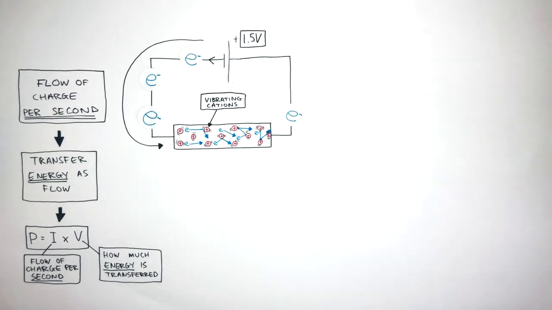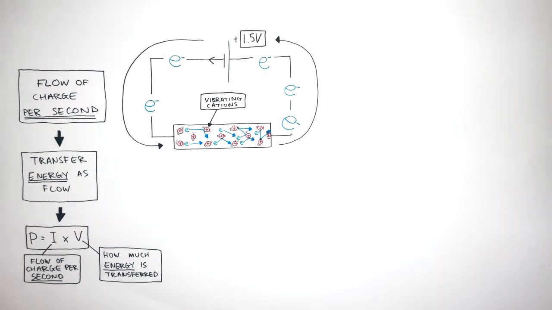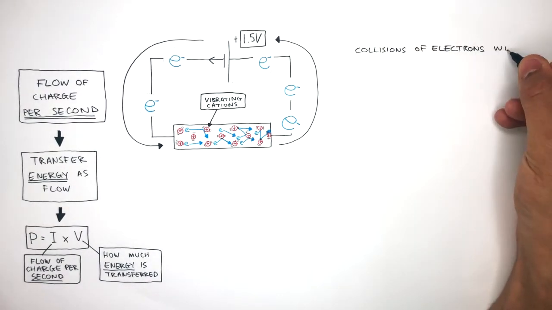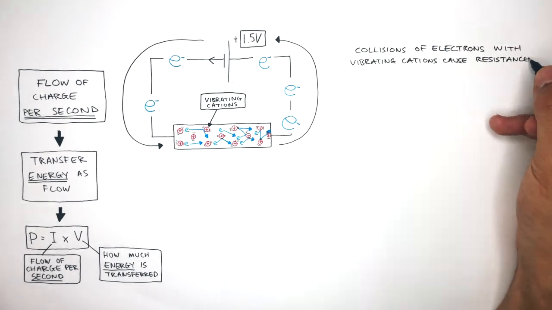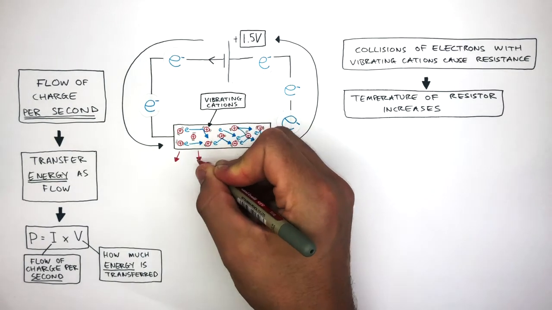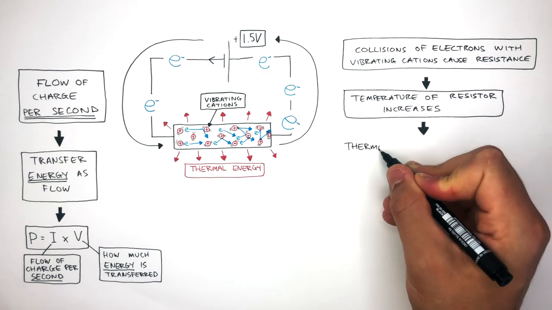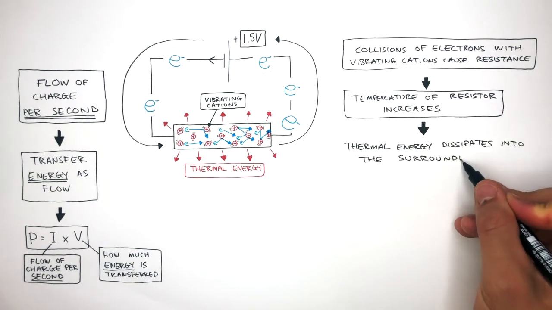These electrons then continue to flow around the circuit and back to the negative terminal of the cell where they complete the circuit. So what happens in the resistor is collisions of electrons with vibrating cations cause resistance. This resistance causes the temperature of the resistor to increase. These red lines represent the thermal energy being transferred into the surroundings, causing the surroundings to heat up. This heating effect is caused by the resistance due to the electrons colliding with the vibrating cations. This thermal energy then dissipates into the surroundings.